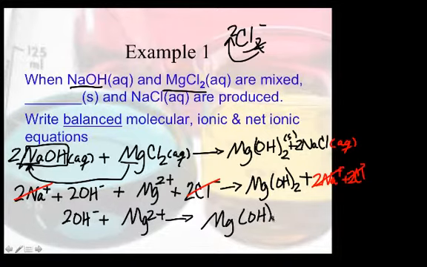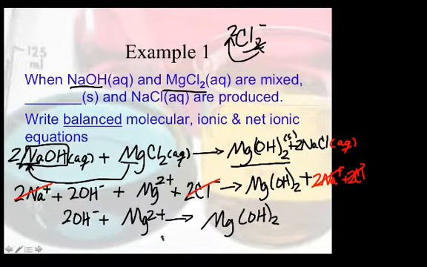Why do you suppose I wrote 2 hydroxides with magnesium when I wrote this product, MgOH? It's because of the charge. Hydroxide is a minus 1. Magnesium is a 2 plus. So, crisscross that thing. I need to have 2 hydroxides to make this work.